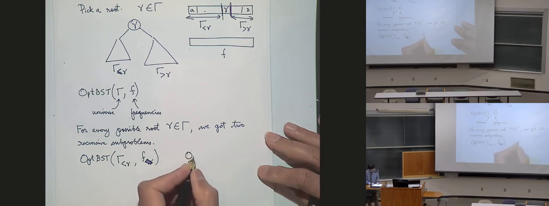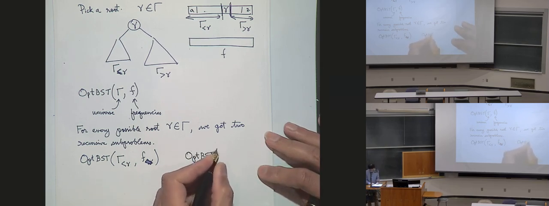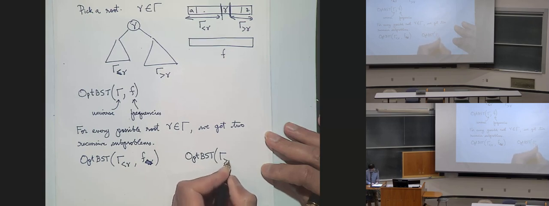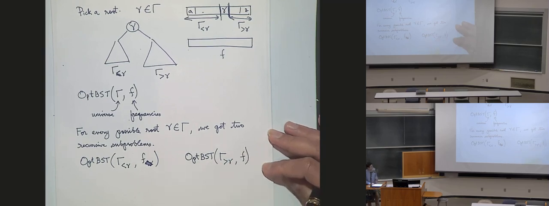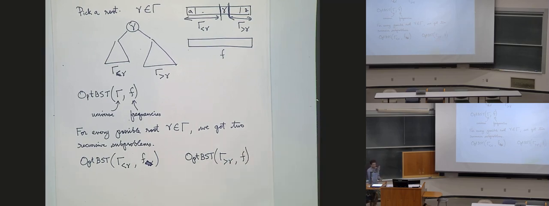And then you have opt BST of greater than gamma, again with the same frequencies. So at this point, you're right. Actually, the frequencies are not that relevant because now they're the same for every recursive call. It's just the same set of frequencies, right? So I can even drop the frequency entirely in my discussion. Assume that it's just fixed, some global variable that I've fixed. So this opt BST, which is making a call on the entire universe, now makes a call on two sub-universes.